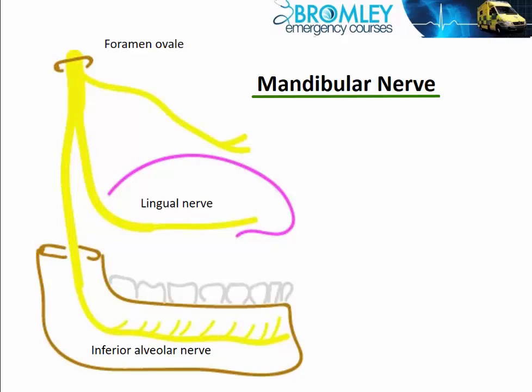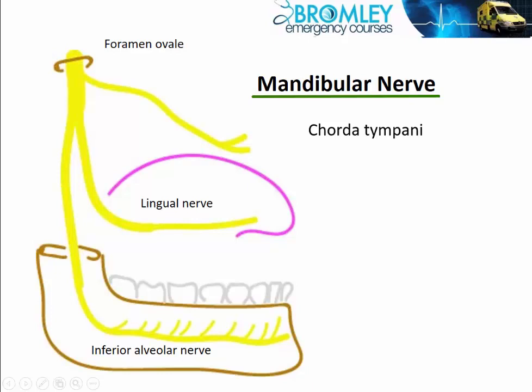It then gives off its buccal branch, but we're just going to focus here on the lingual nerve and the inferior alveolar nerve. So the lingual nerve is the nerve to the tongue, and the inferior alveolar nerve enters the mandible and travels down and provides sensation to the inferior teeth. We've already met the superior alveolar nerve just inside the infraorbital foramen, but here we have the inferior alveolar nerve for the lower teeth. And then of course finally the inferior alveolar nerve comes out through the mental foramen and provides sensation over the chin.